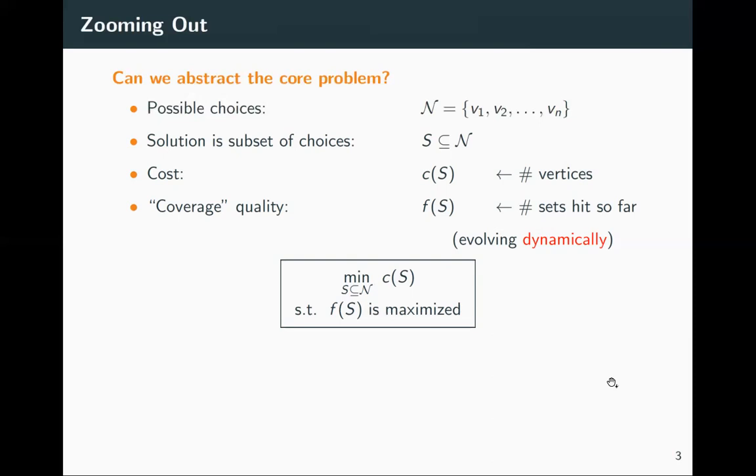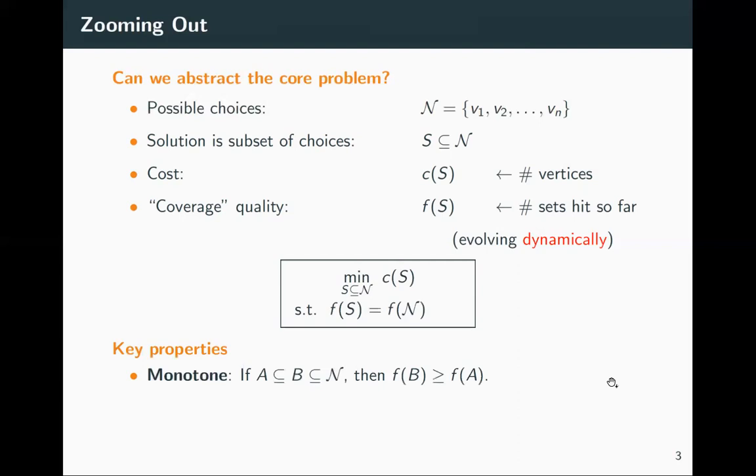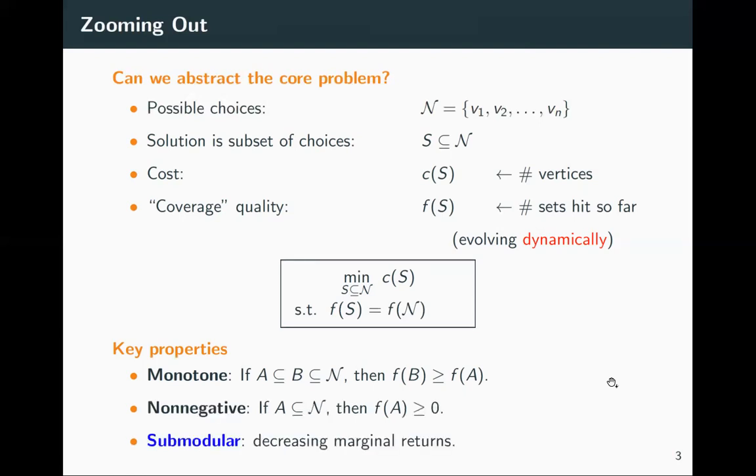Of course, if this is all I told you, this would be completely intractable. So we're going to assume a little bit more. We'll assume that f is monotone, meaning if a subset A is contained in a subset B, then f(B) is greater than or equal to f(A). In this light, we can rewrite the maximization criterion as f(S) equals f of the entire universe. The function is non-negative. And finally, it satisfies a property called submodularity, meaning it has decreasing marginal returns.